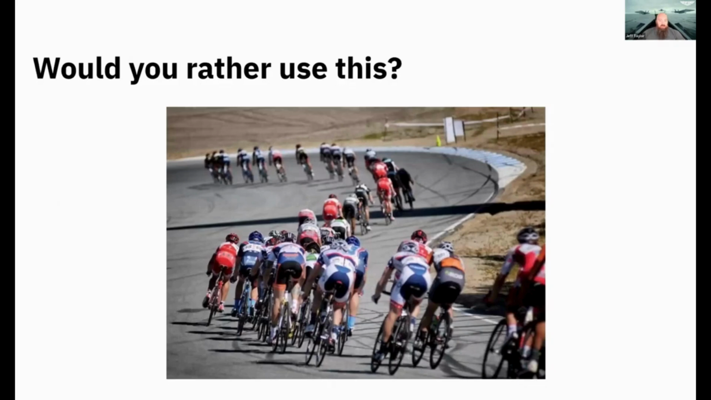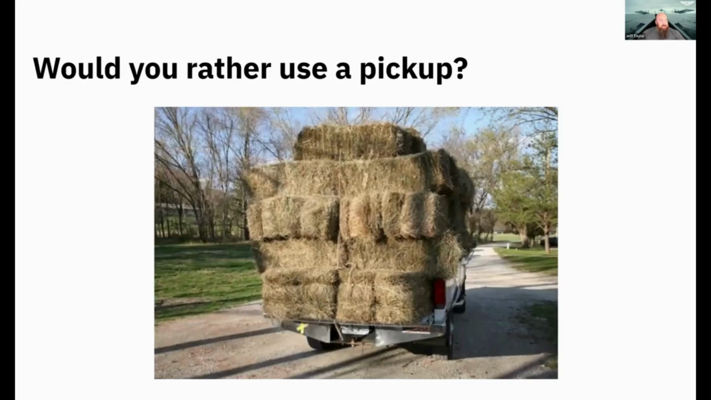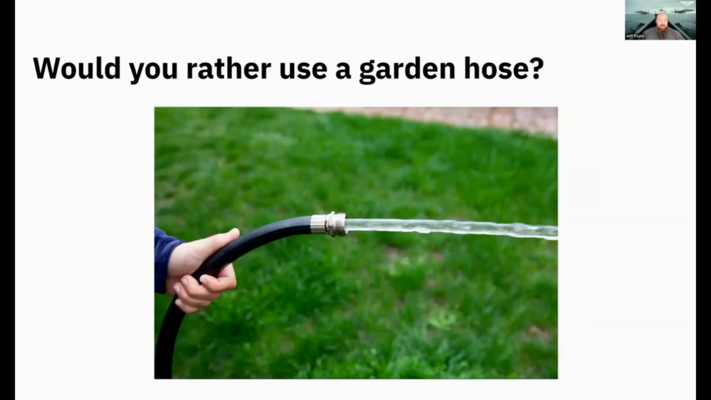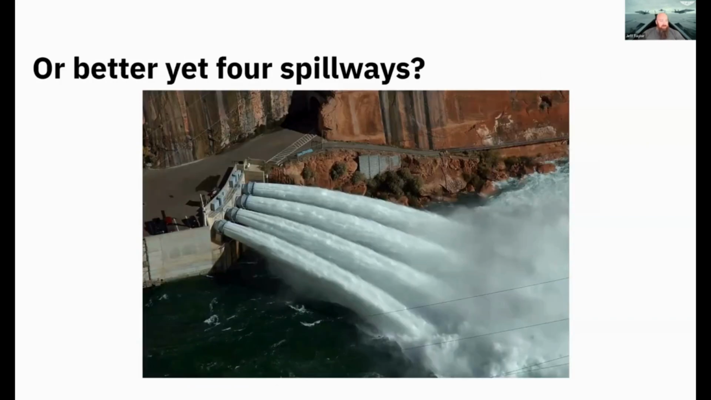All right. So if you had to take a trip cross country, would you rather ride a bicycle or a motorcycle? Some may vote for either, but I think I'm going to get there faster on a motorcycle than a bicycle. If I had to take a farm full of hay to market, would I want to use a pickup truck or a tractor trailer and take it in one trip? If I had to fill a swimming pool, would I use a garden hose or a spillway? I think a spillway would work a lot faster, right? Or how about 4 spillways?